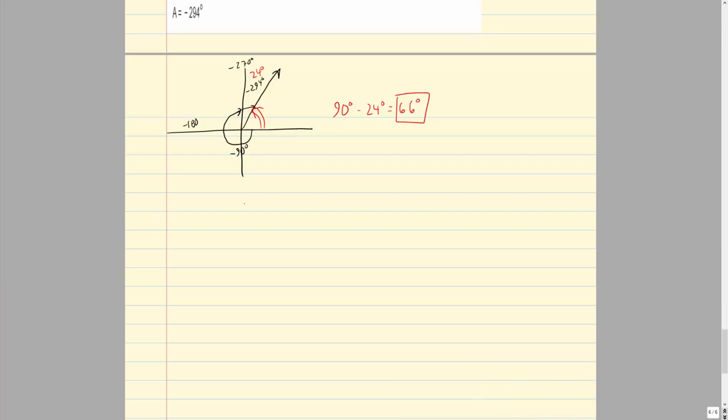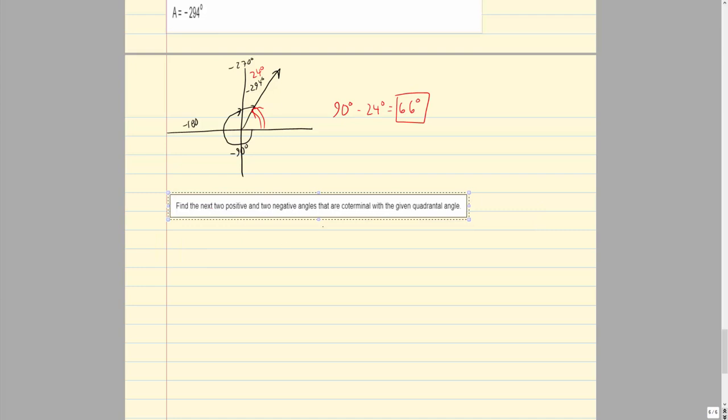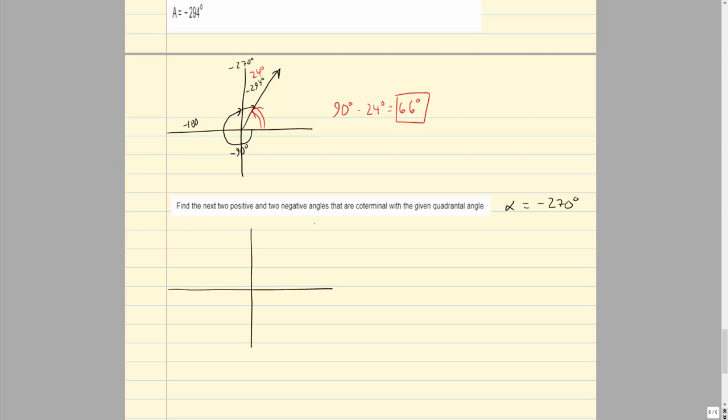This one says, find the next two positive and the next two negative angles that are coterminal with the given quadrantial angle. And I think the quadrantial angle that I would like to use in this case is alpha equals negative 270 degrees. So we get to work with negative angles a little bit. The first thing that we should do is graph negative 270 degrees. So here we are at negative 90, negative 180, negative 270 degrees.